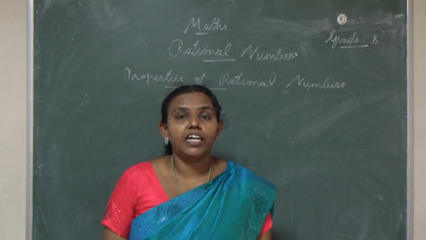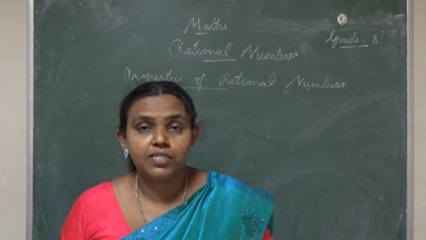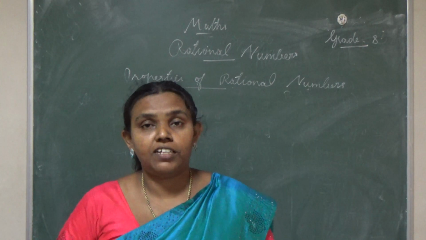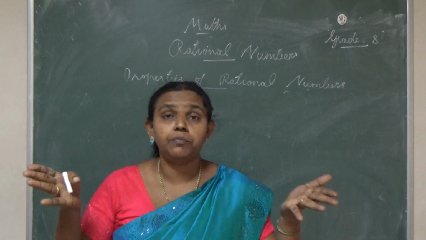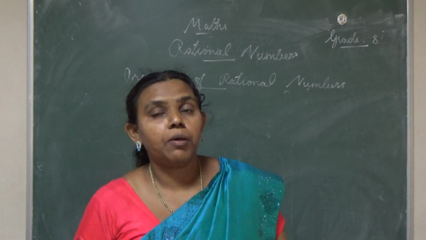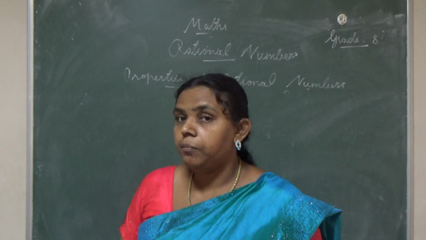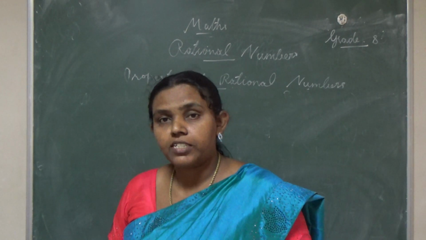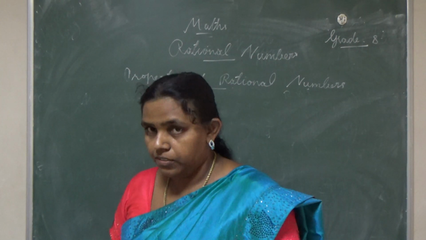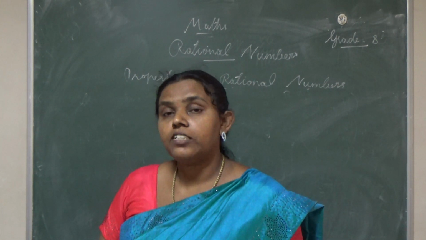We are learning about rational numbers. What is a rational number? Numbers of the form p by q. We are learning the properties of rational numbers under addition. Next class, after completing the properties under addition, we will be learning the properties of rational numbers under subtraction. After that, we will learn the properties under multiplication, and next, division also.